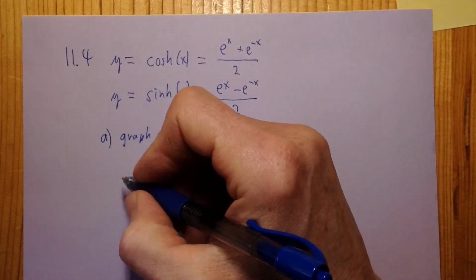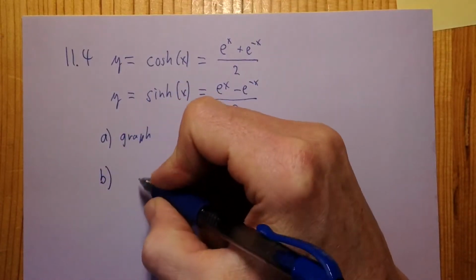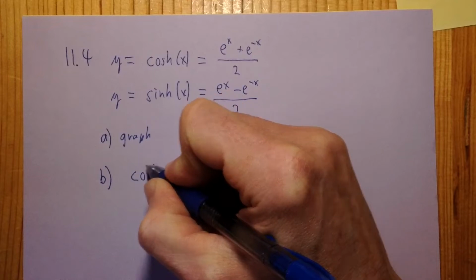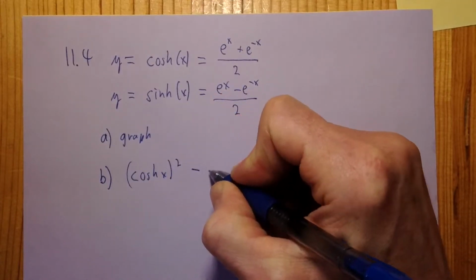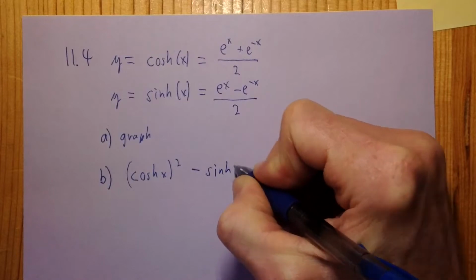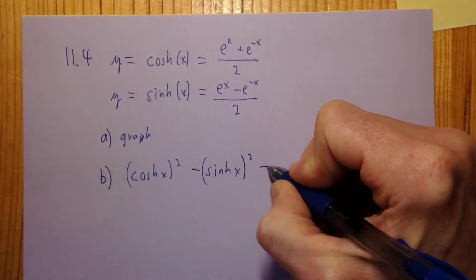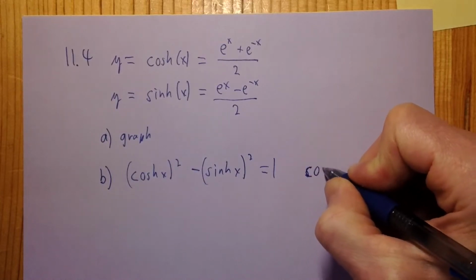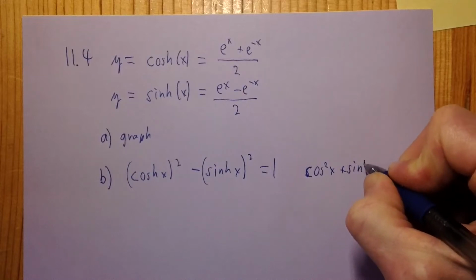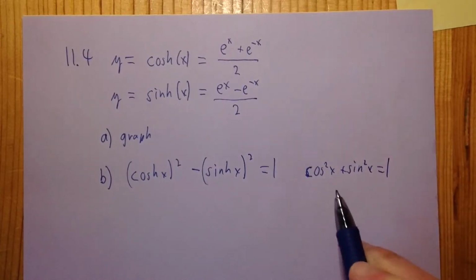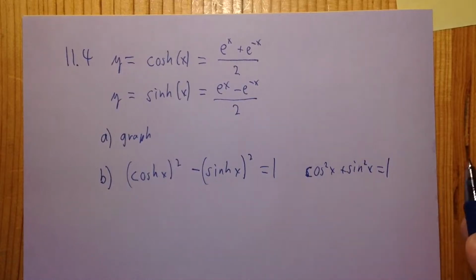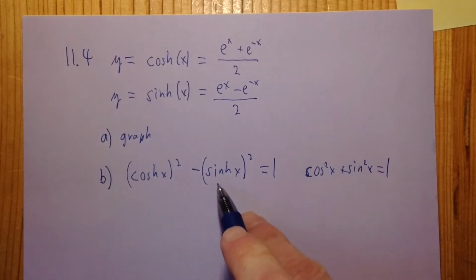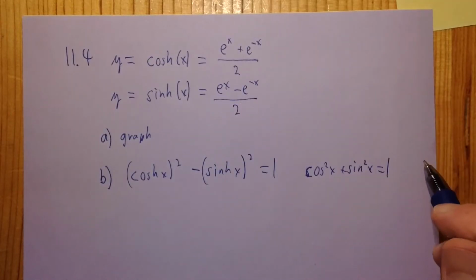And then B, what you're supposed to show is that, and then they show you this, that cosh of x squared, so all that squared, minus sinh of x squared equals 1. Now that's very similar to, normally we write cosine squared of x plus sine squared of x is equal to 1. And for these, it's a minus instead of a plus. So they're kind of similar to regular cosine and sine, which is why they're called like cosine and sine. They're kind of similar, even though they look like they have nothing to do with it.